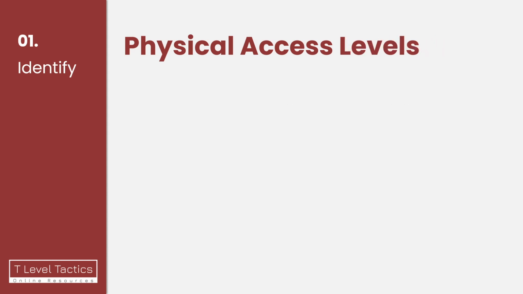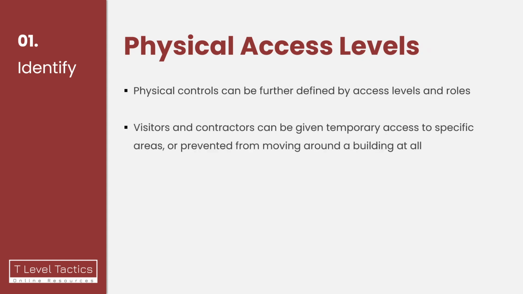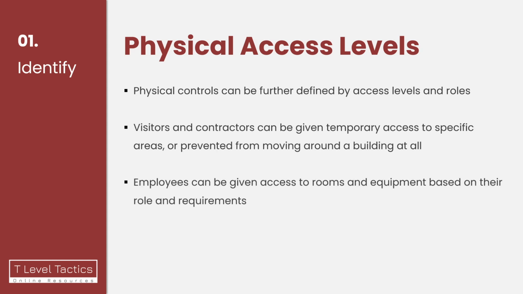Physical access controls can be further defined by different access levels and roles. For instance, visitors and contractors can be given temporary access to specific areas or prevented from moving around a building at all, and employees can be given access to rooms and equipment based on their role and requirements, so they're not going anywhere that is irrelevant to the work they're doing.